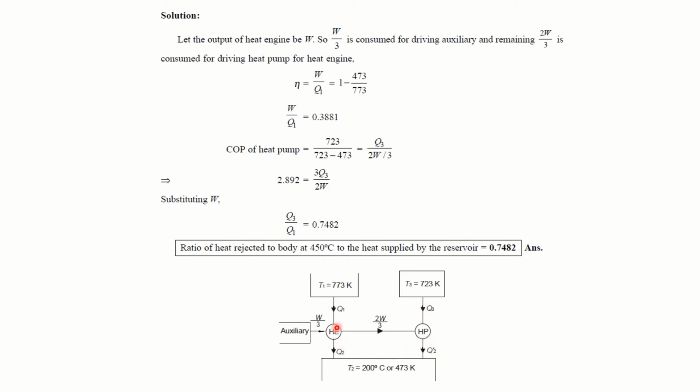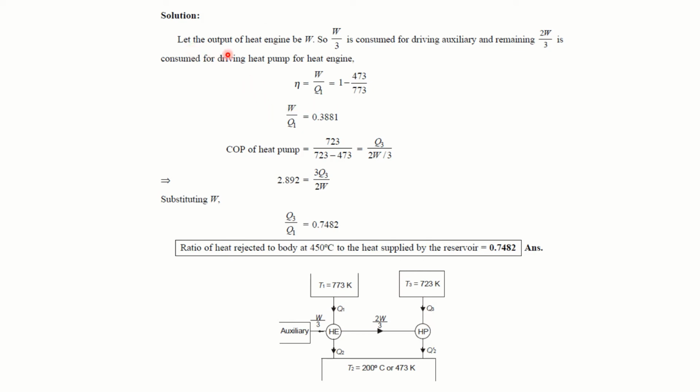Look here, there is a heat engine. It is driving an auxiliary, some other device, maybe a mechanical device. Also, it is driving a heat pump. Correct. This heat engine is taking a heat Q1, rejecting a heat Q2. These are the temperatures. W by 3, one-third of the work is going there, two-thirds of the work is going over here. Correct? Let us find out these heat values.